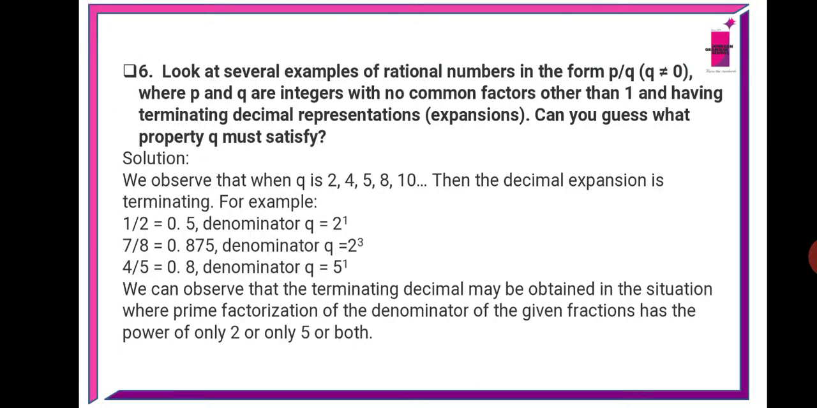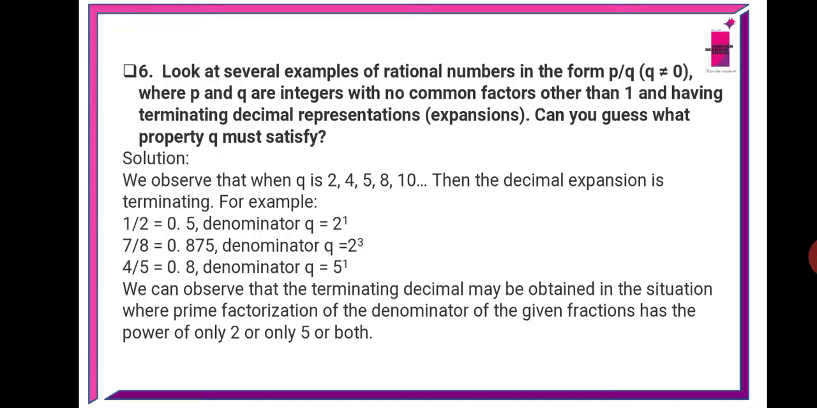Look at several examples of rational numbers in the form P by Q, where P and Q are integers with no common factors other than 1, and having terminating decimal expansions. Can you guess what property Q must satisfy? In the previous examples, if I am dividing by 2 or 5 or a multiple of 2 and 5 only, then the decimal expansion is terminating. We observe that when Q is 2, 4, 5, 8, 10, the decimal expansion is terminating.